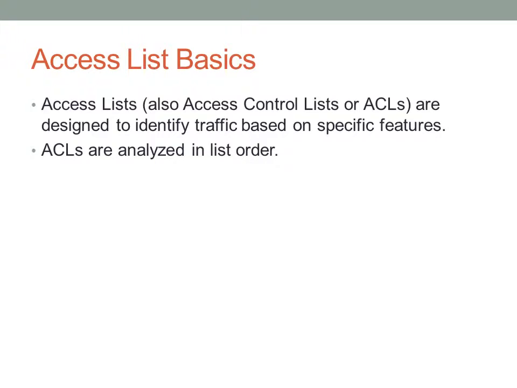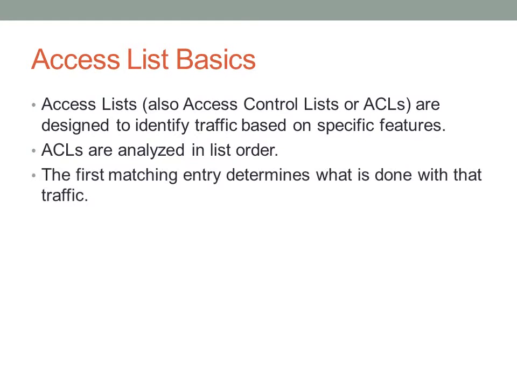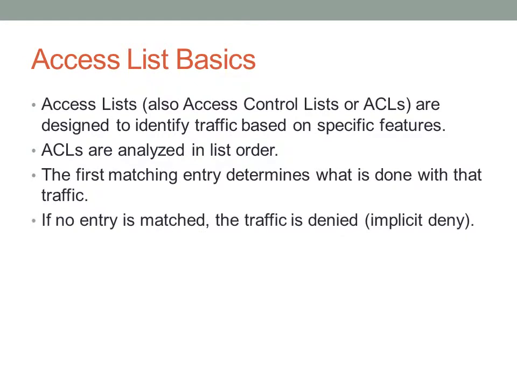And so access lists are analyzed in list order. In other words, the first entry to match is the first entry that applies. If traffic goes through the access list and no entry is matched, then traffic is denied implicitly. This is a feature of access lists that we refer to as implicit deny. And so you have to be very, very careful when you write your access list rules whether or not you would like to implicitly deny traffic at the end.